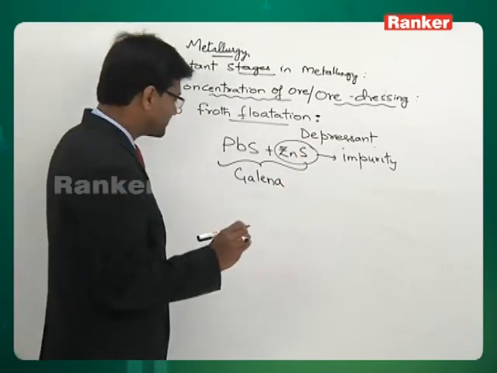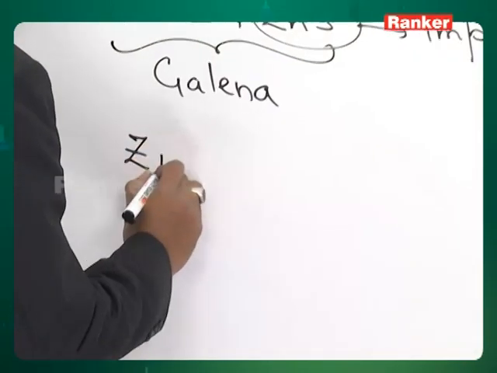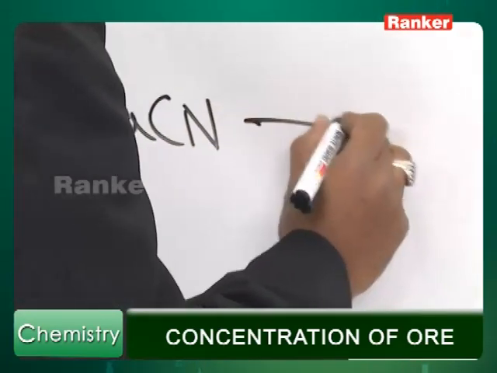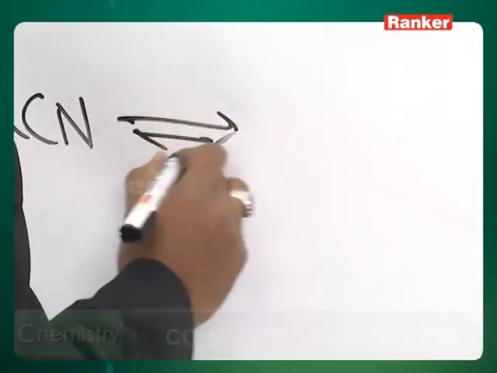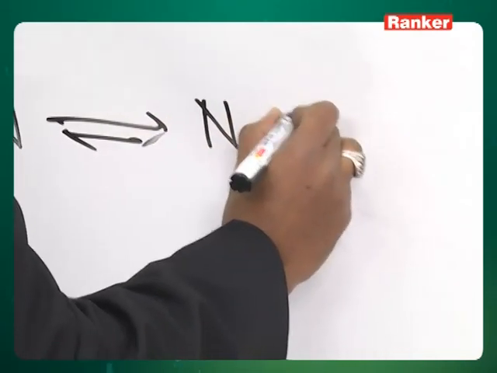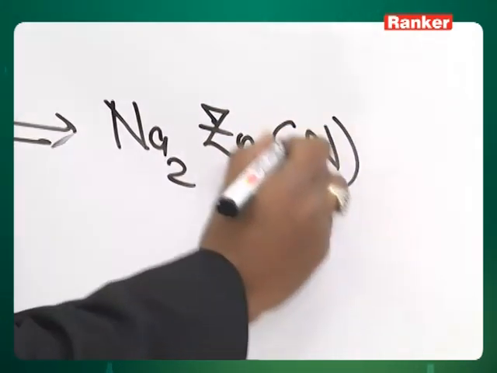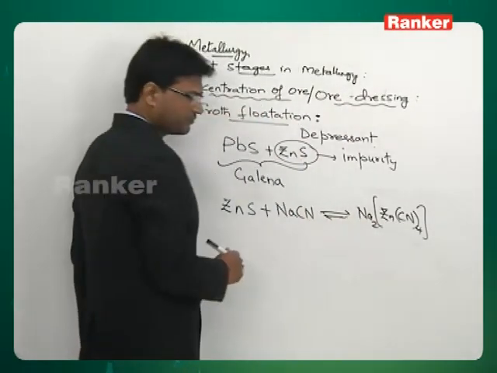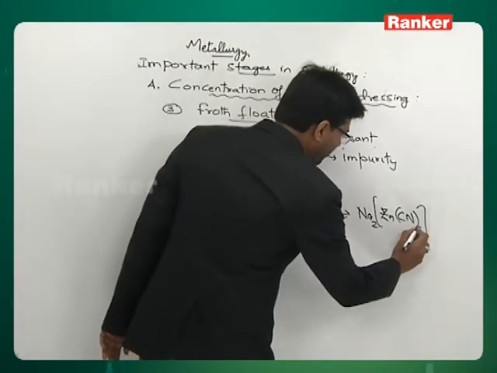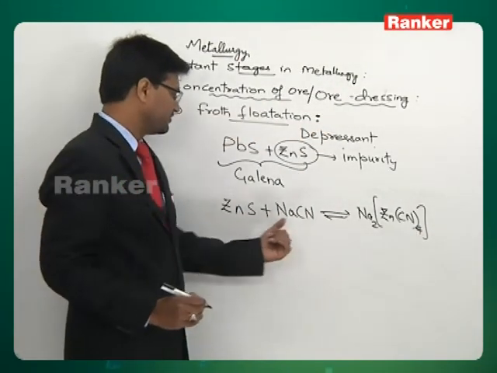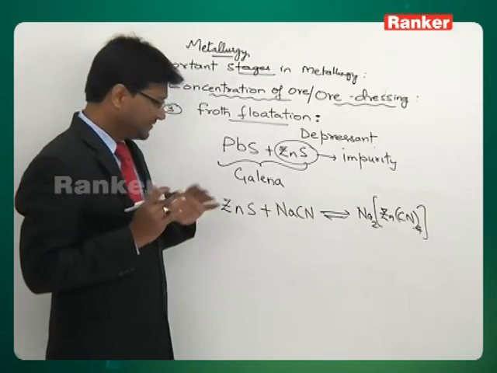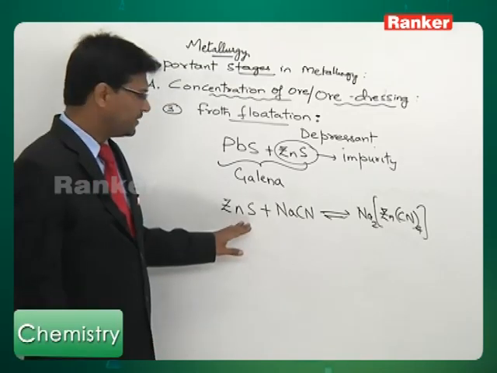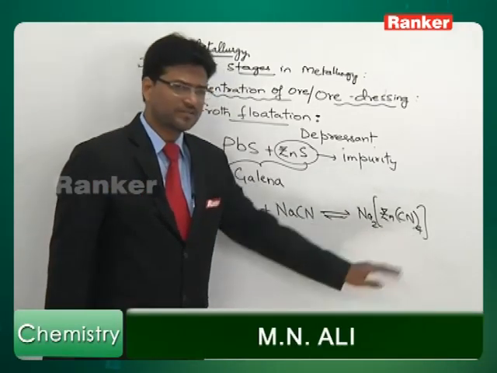Here, NaCN acts as a depressant. So, what happens is ZnS will react with NaCN and transform itself into Na2[Zn(CN)4], sodium tetracyanozincate(II). This is the substance formed due to the reaction between sodium cyanide and zinc sulfide. Now, the chemical nature of the zinc compound has changed. It used to be hydrophobic, now it has become a soluble substance.